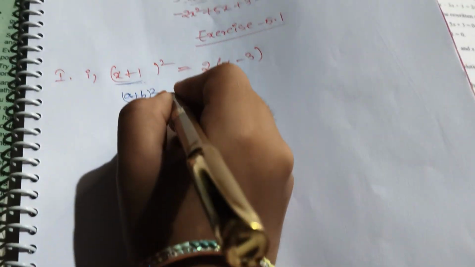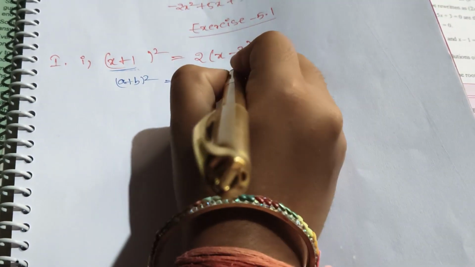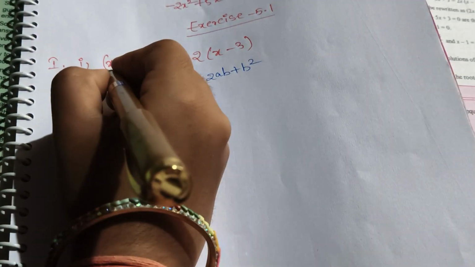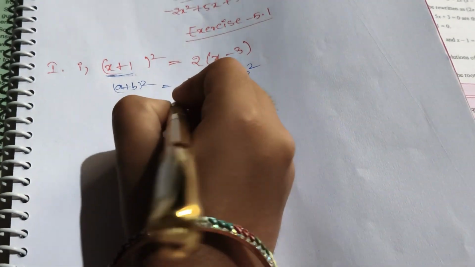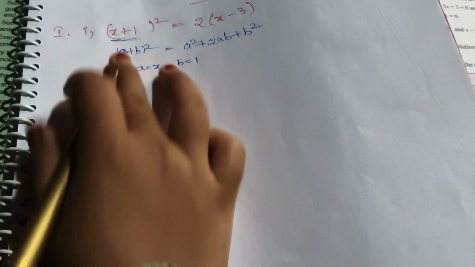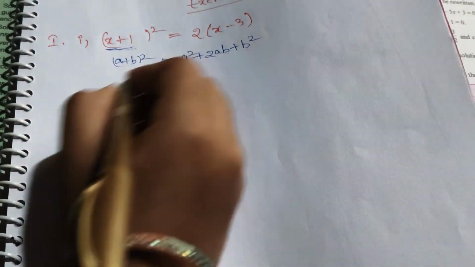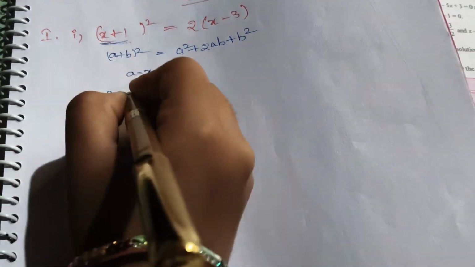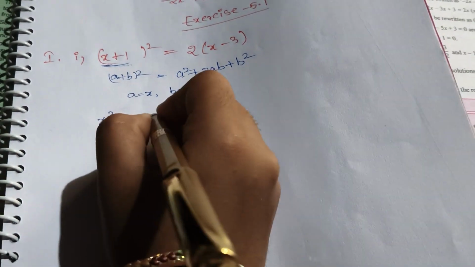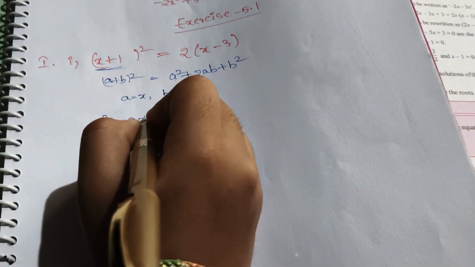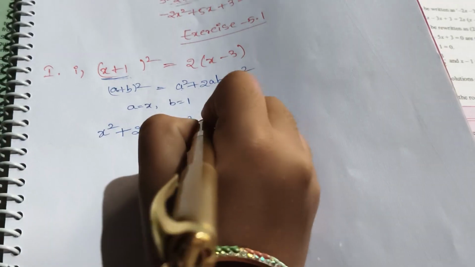What is the formula for a plus b whole square? a square plus 2ab plus b square. Here a is x, b is 1. We have to simplify this. What is a square? We write x square plus 2 into x into 1, and 1 into something will be that thing only, plus b square, 1 square.